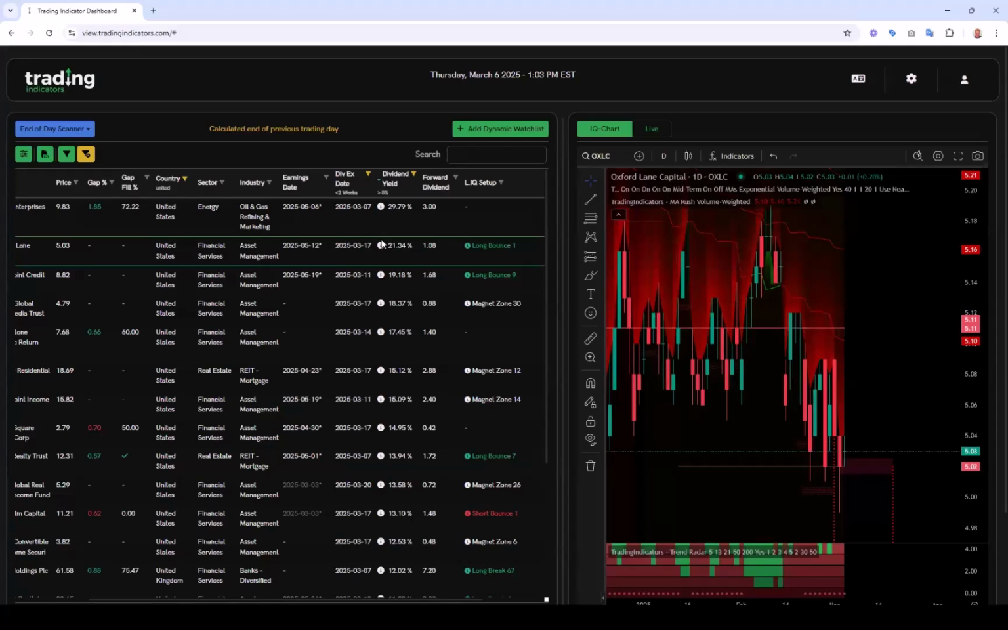Now, lastly, it's this one here, forward dividend. That's an estimation of how much dividend per share, in dollars per share, I will receive for the next 12 months. It's a projection based on the evolution that you see here. How much will I receive in the next 12 months in terms of dividends? All right. So these were the dividend columns.